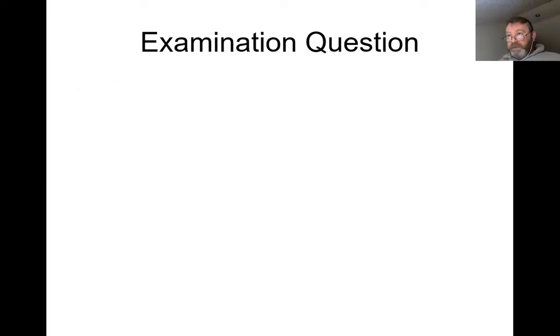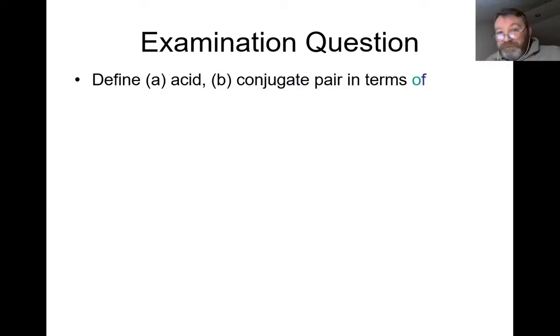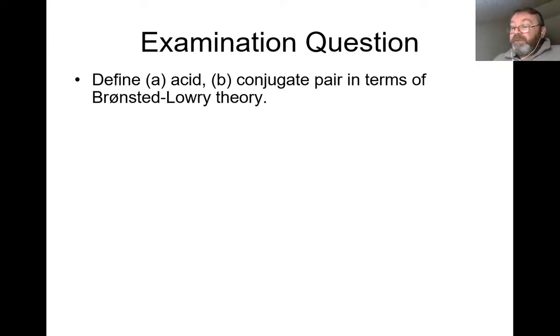So here's a question that came up one year in the exams, just taking all that into consideration, and I suppose taking a pause to just go over some of the stuff we've already done. The typical question that comes up before: define an acid and a conjugate pair in terms of Bronsted-Lowry theory. Now, you know this from your previous chapter. An acid in Bronsted-Lowry theory is a proton donor. A conjugate pair is any pair of species that differ from one another by a single proton.